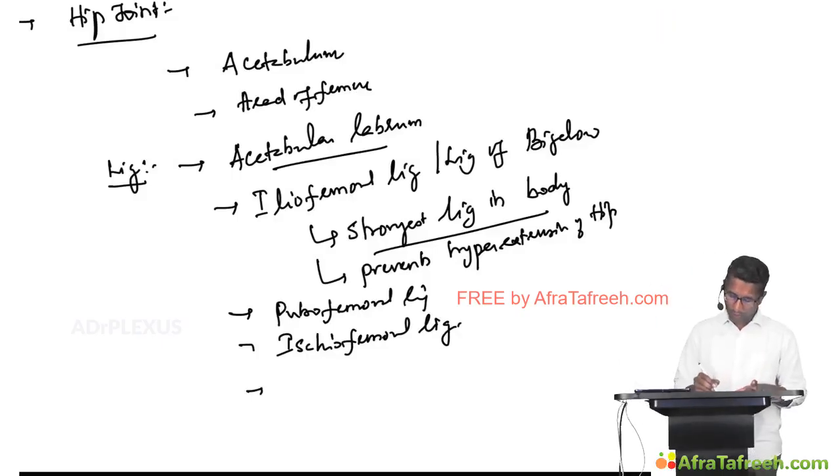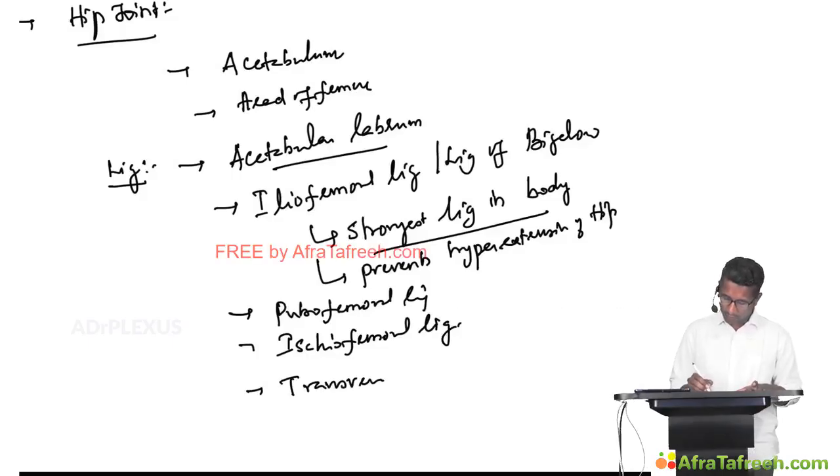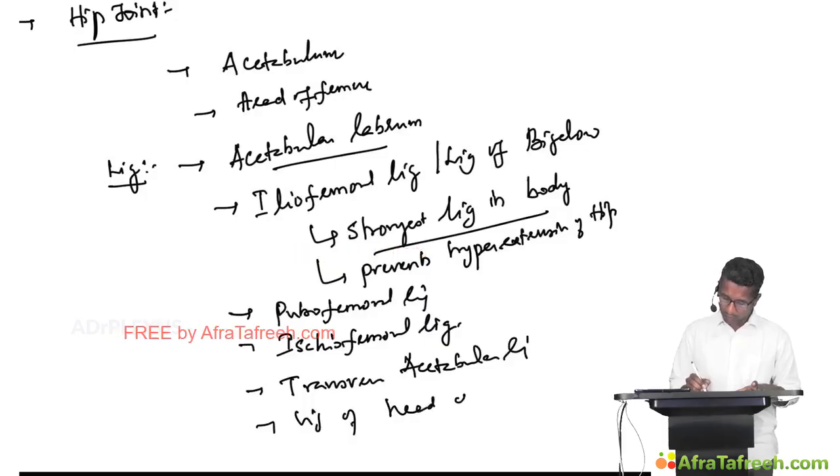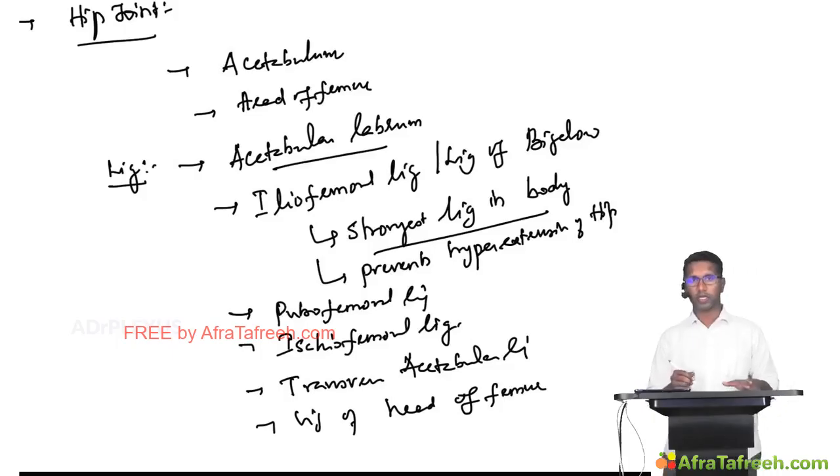There is also a small ligament which is called TAL, the transverse acetabular ligament, and the ligament of the head of the femur. These are all the ligaments which are seen around the hip joint.